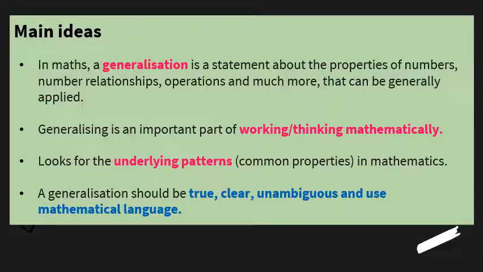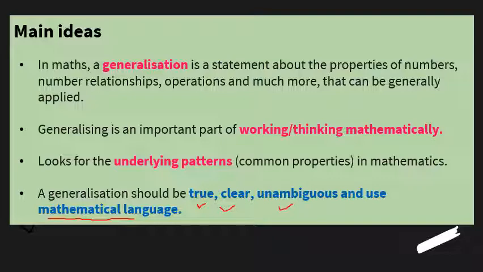There's so many different generalizations we can make in maths, but we need to make sure that when we're making them, they are true, they're clear, they're unambiguous. That means that somebody's not going to come along and misinterpret them or misunderstand them. And lastly, they use mathematical language.